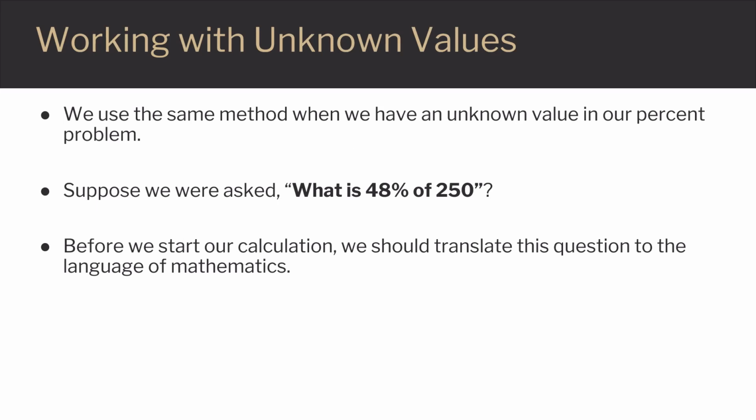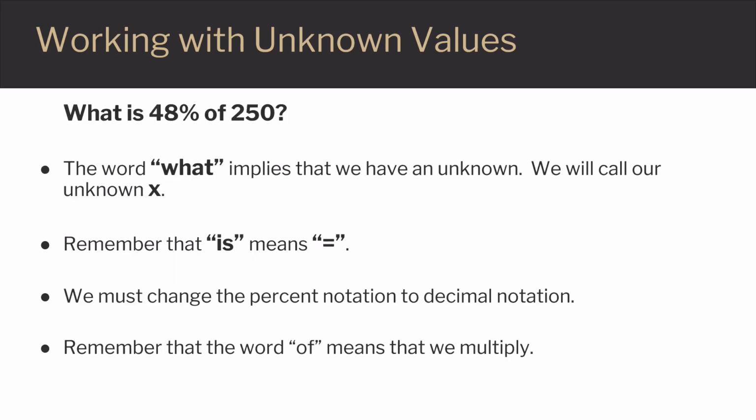Suppose we were asked, what is 48% of 250? Before we start our calculations, we should translate this question into the language of mathematics. The word what implies that we have an unknown. We'll call our unknown x. Remember that is means is equal to, so it will become an equal sign. We must change the percent notation to decimal notation. Finally, the word of means that we will have to multiply.